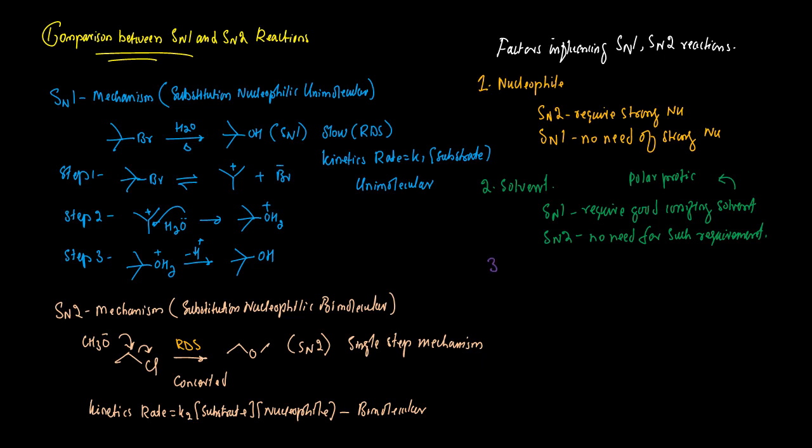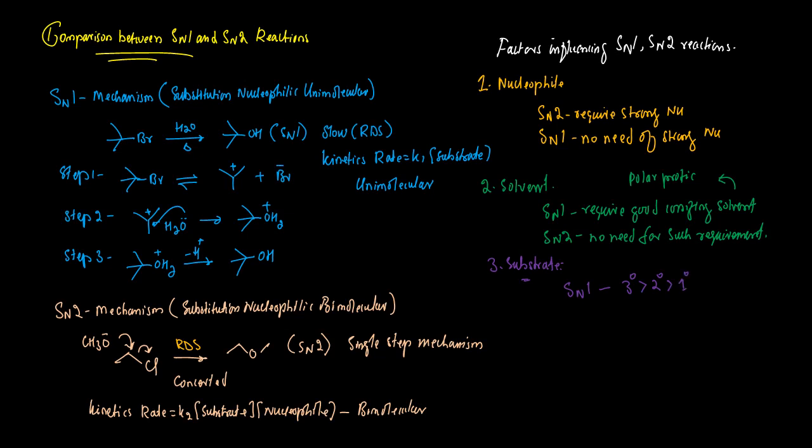The third factor is substrate. Usually in SN1 we observe that a carbocation is formed, and a more substituted or tertiary carbocation is highly stable. Therefore if the starting substrate is substituted or bulky, it will facilitate the SN1 reaction. That's why the rate of SN1 reaction is faster in tertiary alkyl halide than secondary, which is in turn faster than primary. Usually in tertiary alkyl halide the SN1 reaction takes place.